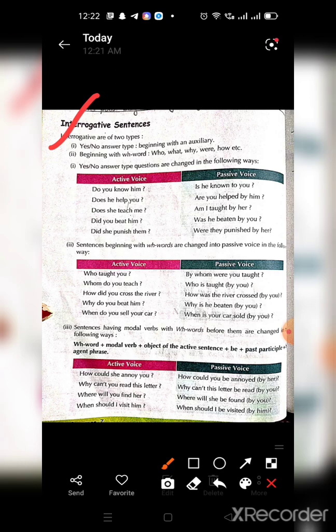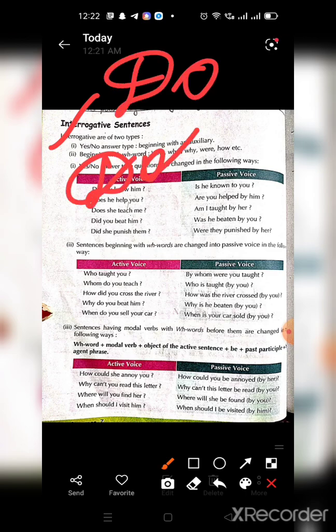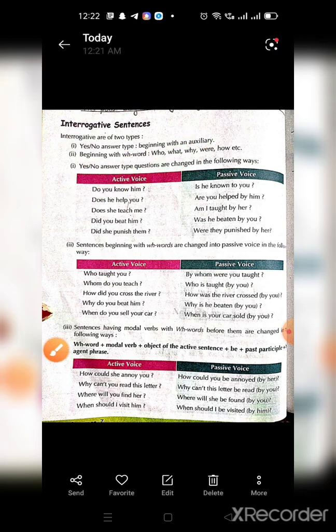Any question which starts with an auxiliary like do, does, especially do or does, in such a question we will see how to change it to passive voice. Or any question which starts with WH words like which, what, why, and how, which does not start with WH but comes under WH words. Okay, so let's see how to change this.